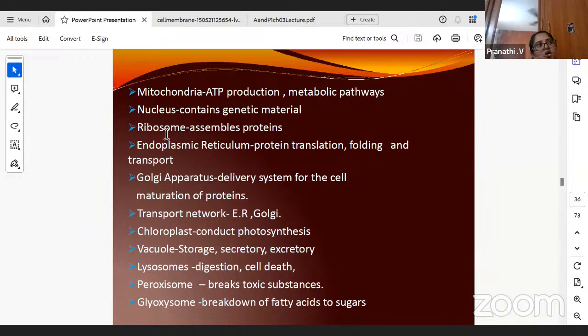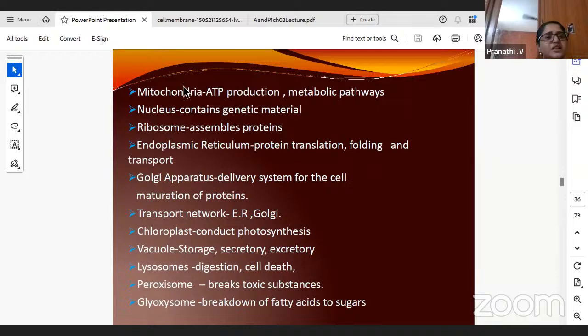Examples are protein folding, misfolding diseases. Alzheimer's is one, and Parkinson's disease is one. If there is any kind of protein misfolding, because of that, it causes diseases. So it is very important. You have your heat shock proteins that are involved in it, and you have chaperones that are involved in it. So different kinds of molecules.